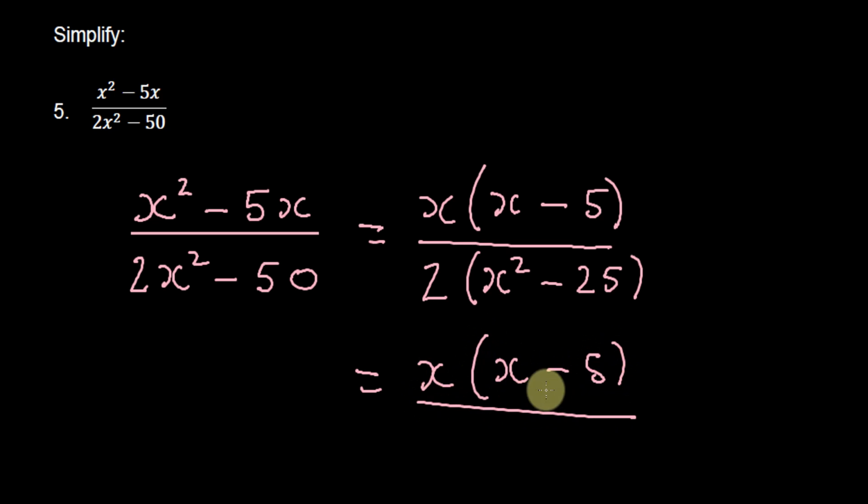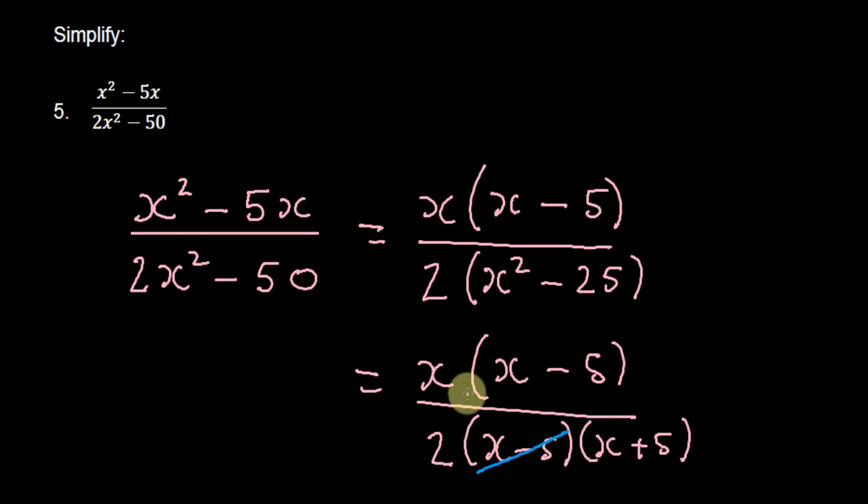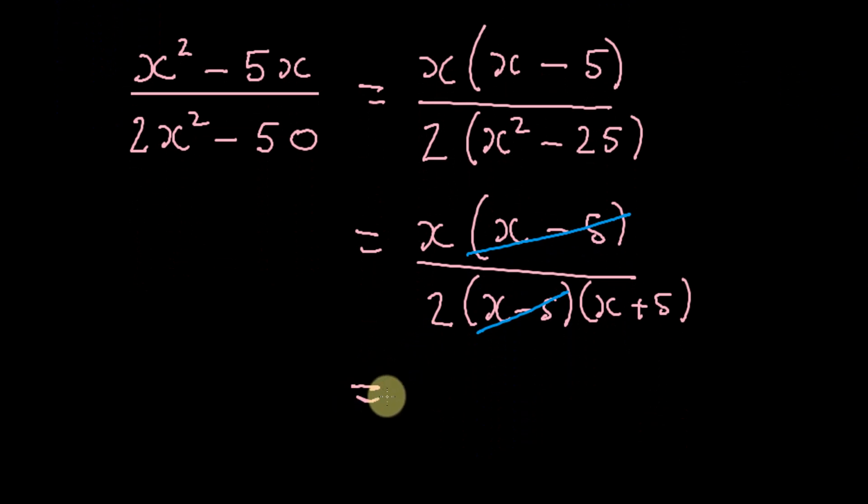Now we have a difference of squares in the denominator, x squared minus 25. So we can factorize it as such. So it's x minus 5 times x plus 5. So here, the x minus 5 in the denominator will cancel with the x minus 5 in the numerator. And we are left with x over 2 into x plus 5.